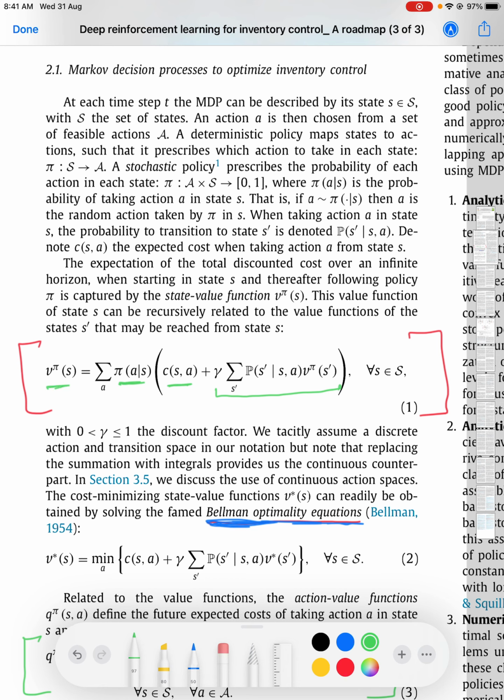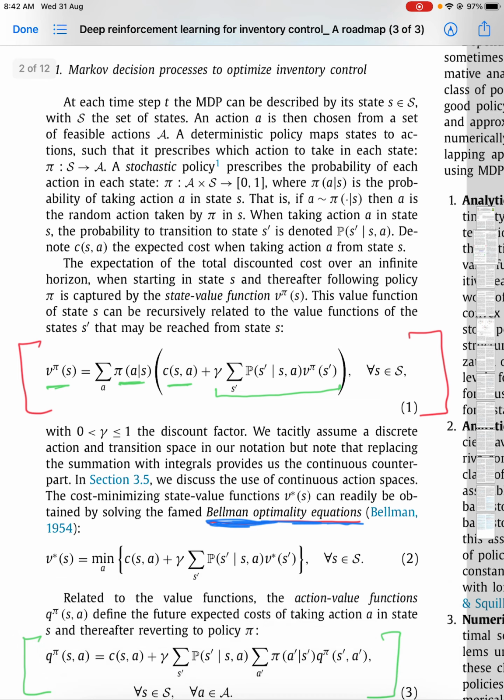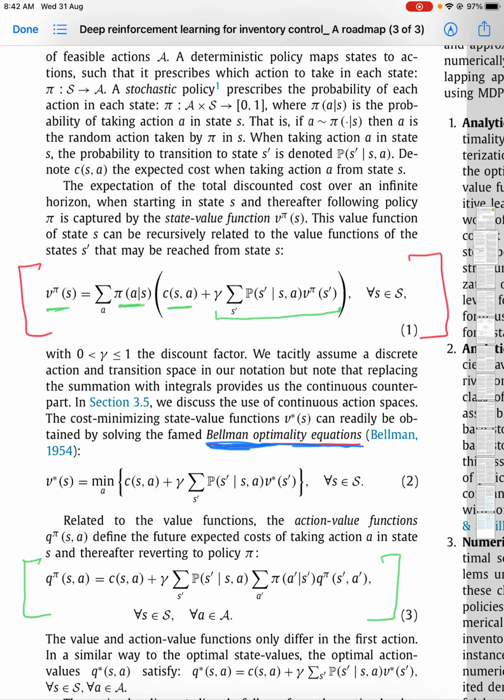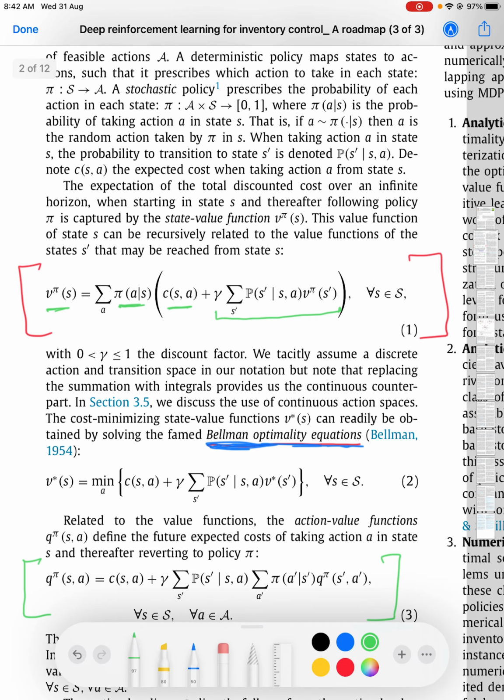And this is solved using the Bellman optimality equation. So V star of S. We find the actions, and in this case we are minimizing the cost. We find the set of actions that minimizes this cost.